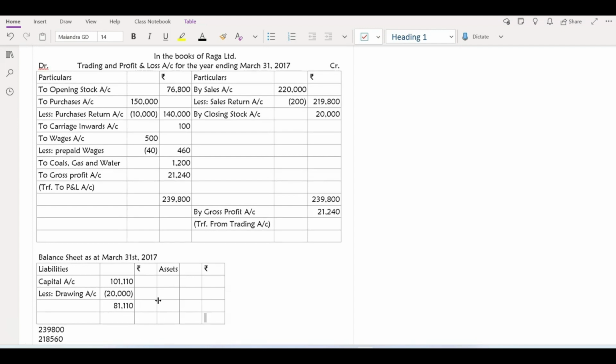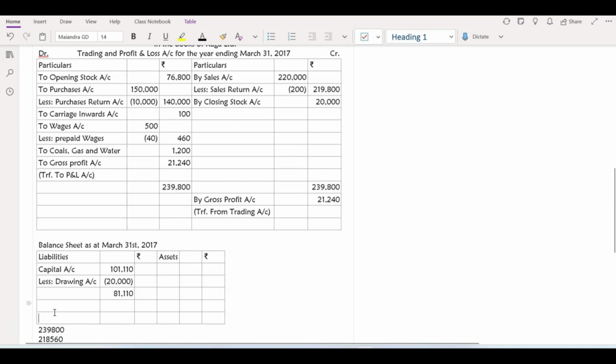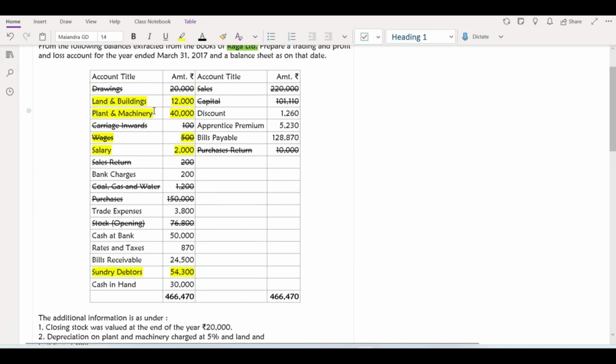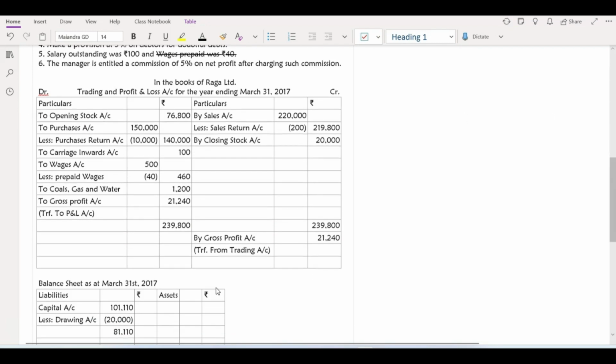All right, now I'm going to leave one line because either it will be a net profit or net loss that will be coming here. I don't know right now whether it's a profit or loss, so I'm just leaving one line, that's all. And let's move forward. Now this is done. All right, next item is land and building and plant and machinery. So let's come back to our balance sheet. Land and building 12,000 and we have to make adjustment on the same.